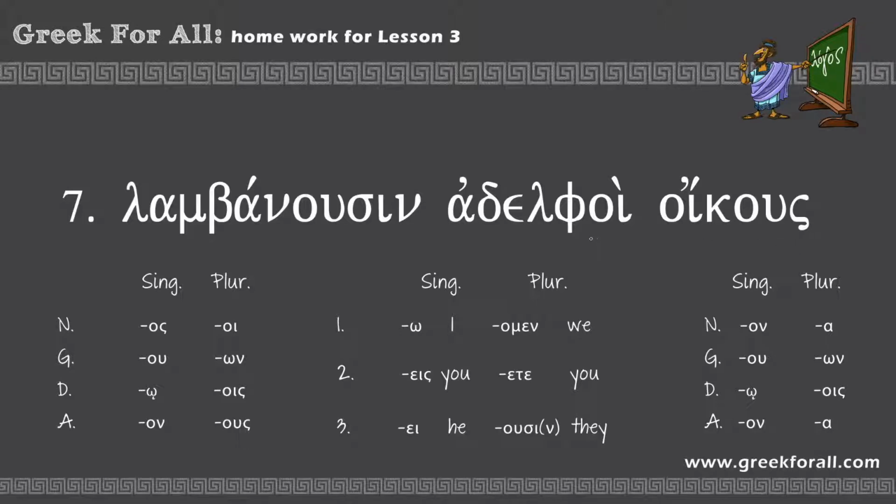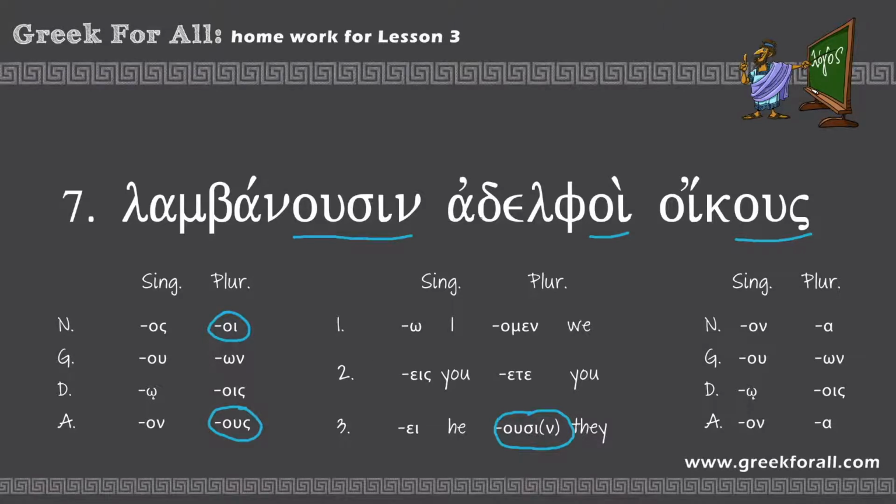The first noun has the ending oi, which tells us that this is the nominative case plural, masculine noun, adelphoi, brothers. And the second noun is oikous. It has the ending ous, which tells us that this is the accusative case plural. This is our direct object, houses. And then we have the verb lambanousin, which has the personal ending ousin, and this is the third person plural with the meaning they. So it agrees with our subject in number. Both of them are plural.